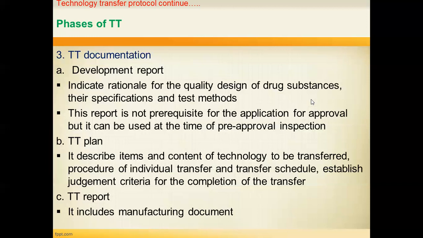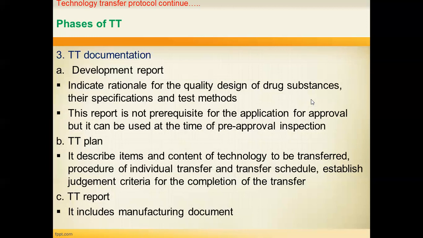And the last one is technology transfer reports. It includes all documents associated with the manufacturing process. So completion of technology transfer should be made once data are taken according to the technology plan, and are evaluated to confirm that the predetermined judgment criteria are met. What are the predetermined specifications you have mentioned in the development report? They have to be met in the technology transfer.